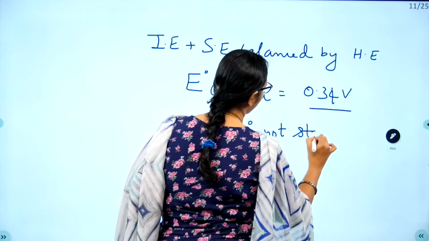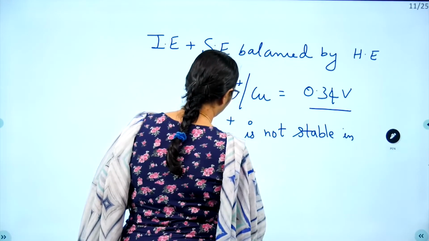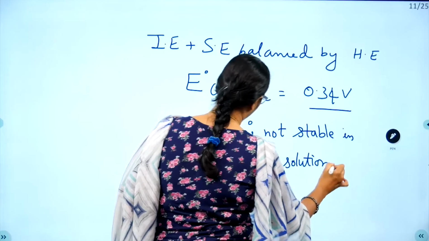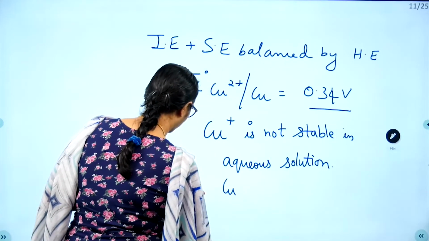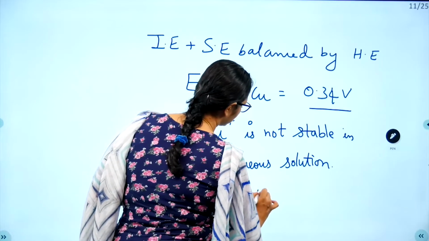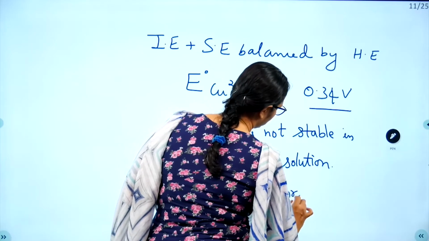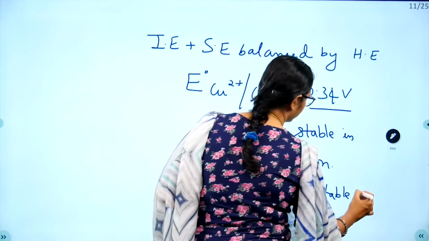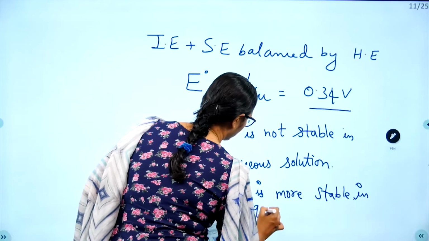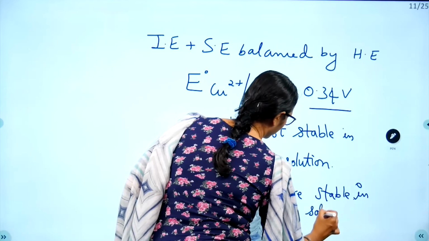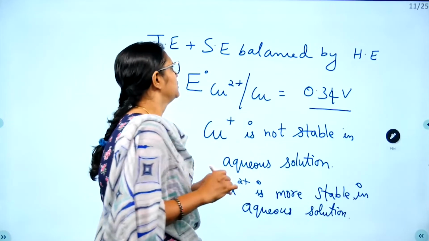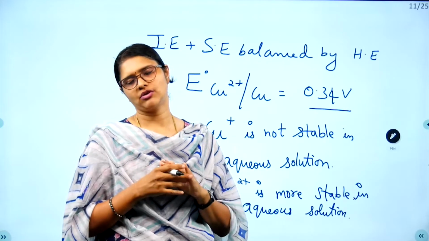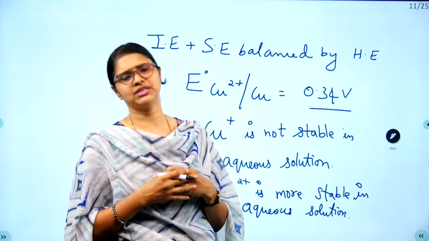Also, for example, Cu plus is not stable in aqueous solution, whereas Cu2 plus is more stable in aqueous solution. So Cu plus, that is cuprous, is not stable in the aqueous solution, whereas Cu2 plus is more stable in the aqueous solution.